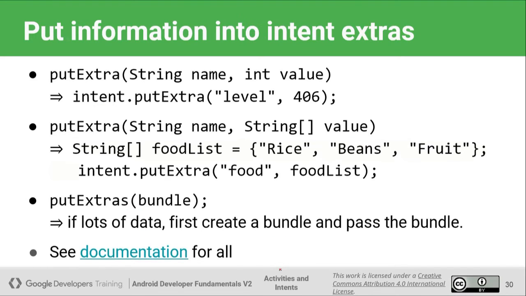So, put information into the intent extras. putExtra is a method taking a string name and an integer value. Intent.putExtra, this is the string name label, and this is the value 406. And putExtra with a string name, where the value is an array. As you can see, we can send a single value and an array of values. So let's say a string food list: rice, beans. Food is the string name, and this is the array.